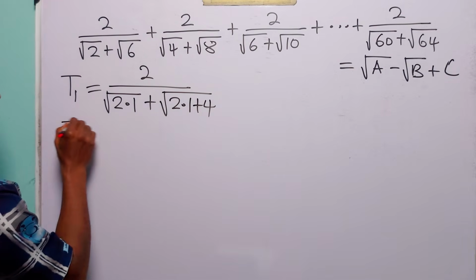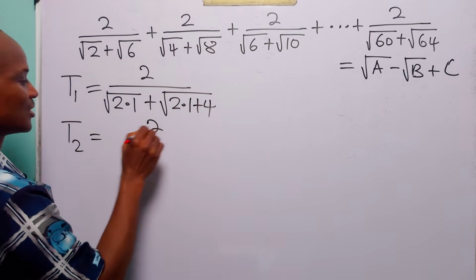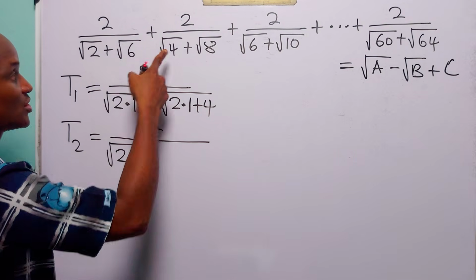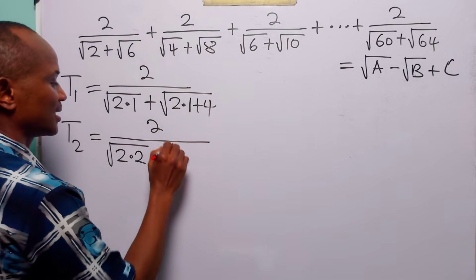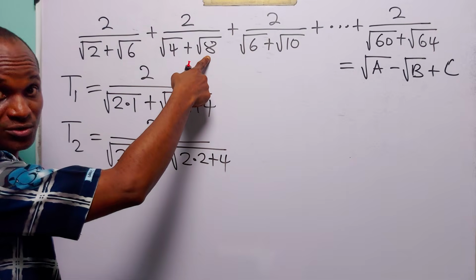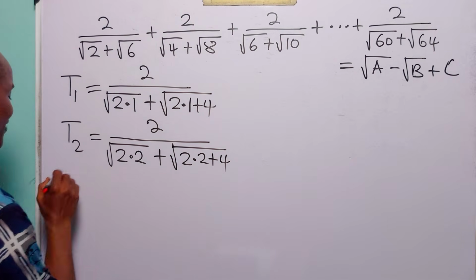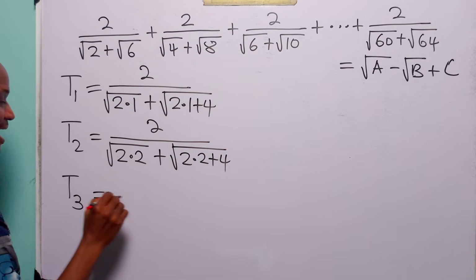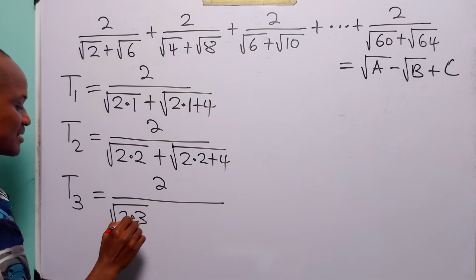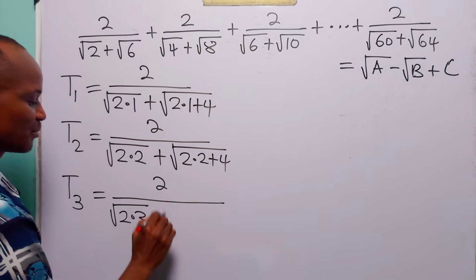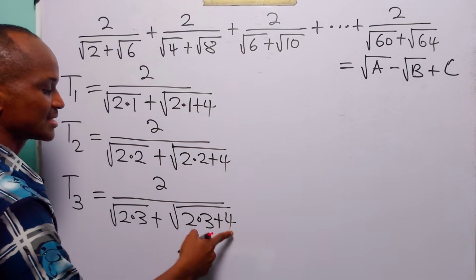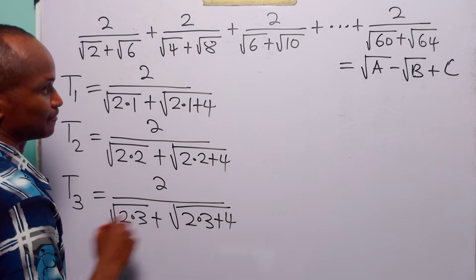We can write the second term, T2, as 2 over the square root of 2 times 2, which of course is 4, plus the square root of 2 times 2 plus 4. 4 plus 4 is equal to 8. In the same way, we can write the third term, T3, as 2 over the square root of 2 times 3, which of course is 6, plus the square root of 2 times 3 plus 4. 6 plus 4 is equal to 10.